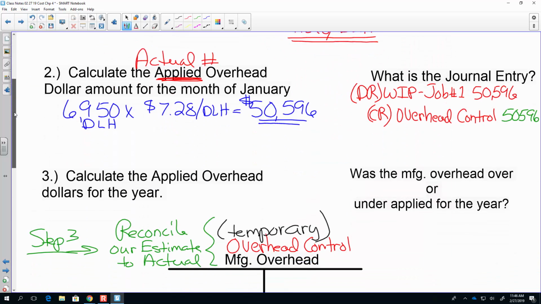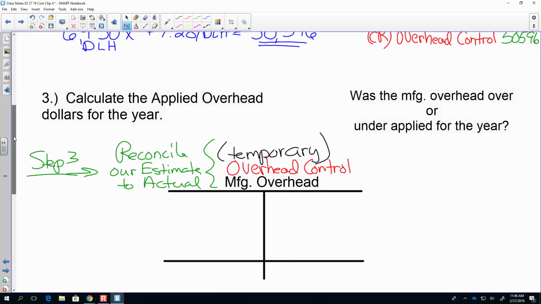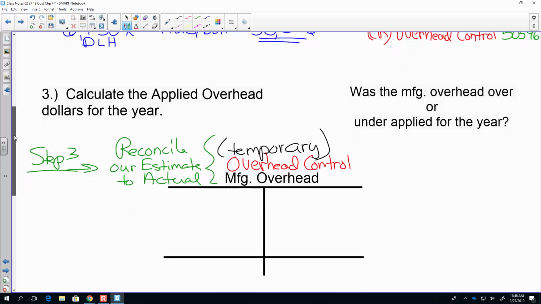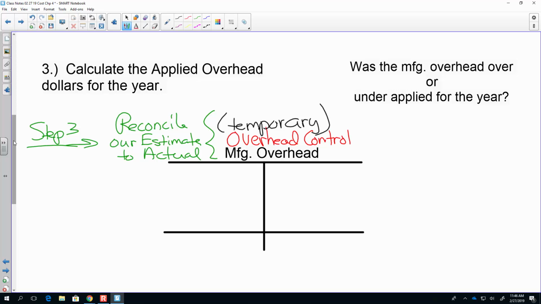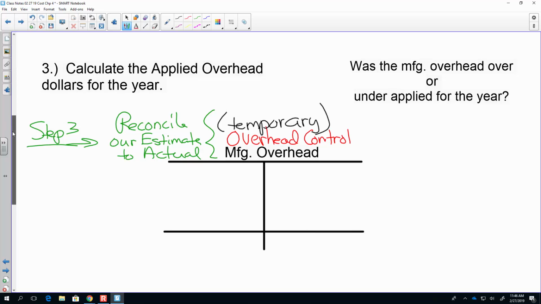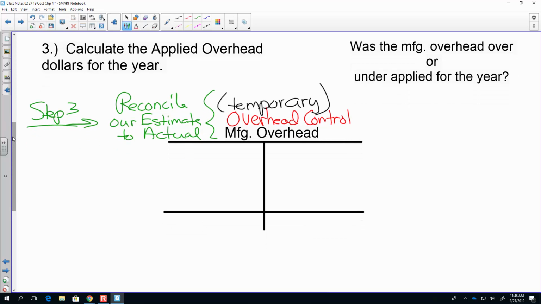Okay, let's try it with 39 here. So, for question 3, they switch gears a little bit. Remember, we applied for just 1 month, January, right? Just 1 month. Now for question 3, we're at the end of the year. That's when we reconcile, right? So at the end of the year, it tells us some information. So I have my temporary account.